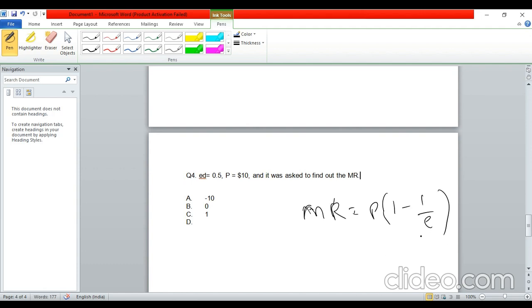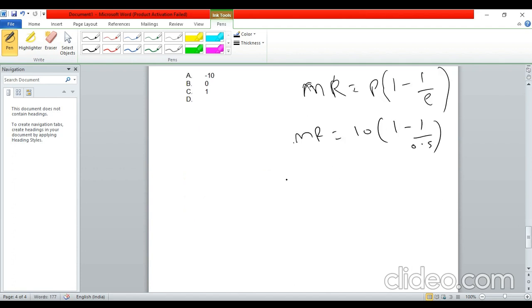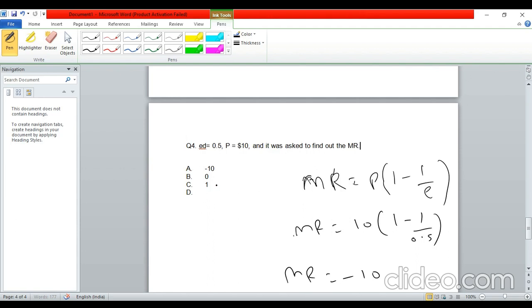So, if you plug in these values, what will you get? MR is equal to, price is given as 10, so 10 times (1 minus 1 upon 0.5). So this you will get as MR equal to minus 10. And as far as I can remember, the options were, one option was minus 10, one was 0, one was 1. I don't remember the last option, but I think this should be the answer.